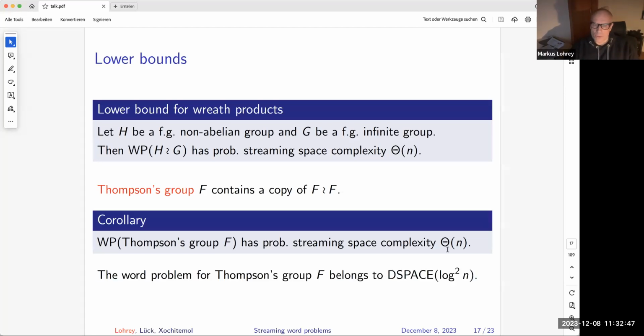On a Turing machine, the best known streaming space complexity is log n squared. I think this was mentioned probably also by Armin. I think Armin talked about the circuit complexity, but it's basically the same reason.